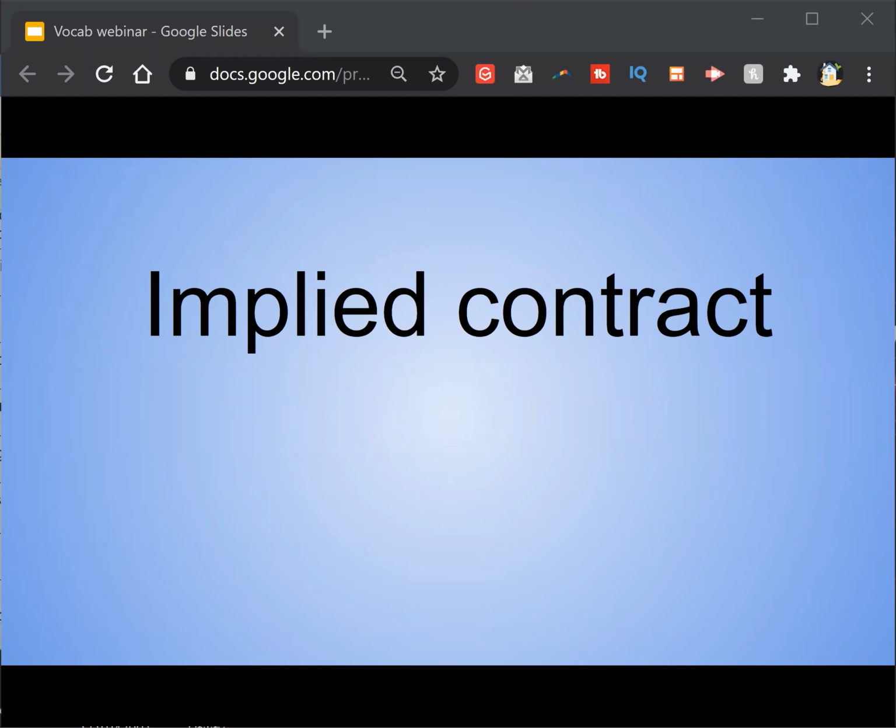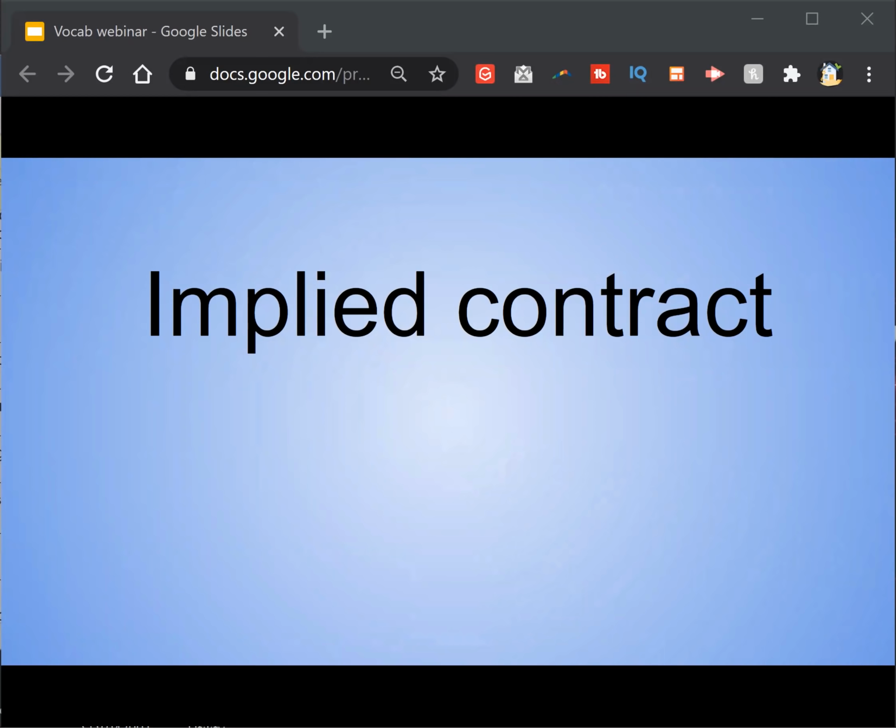Implied contract. So what is an implied contract? Could you give me an example of an implied contract if you're live with me? An implied contract is one in which it is understood through one's actions. So there's two types of contracts: express contracts and implied contracts.